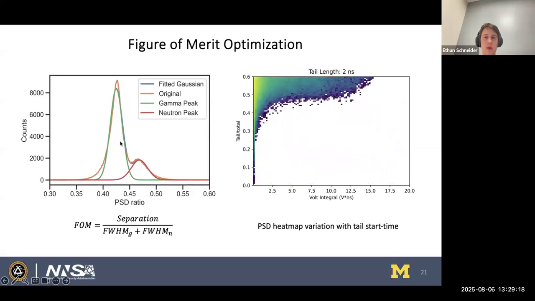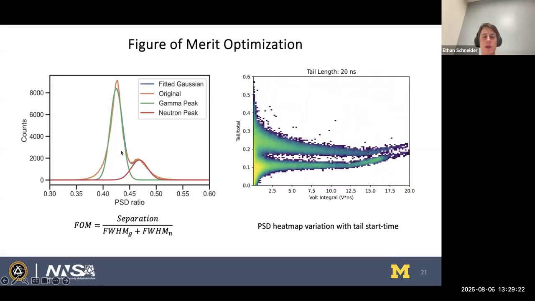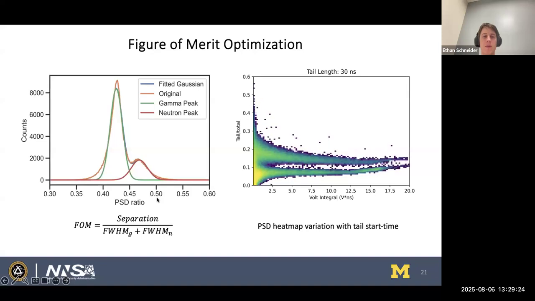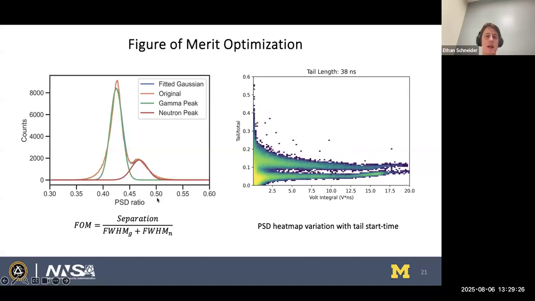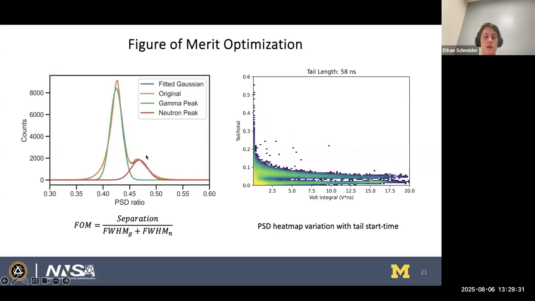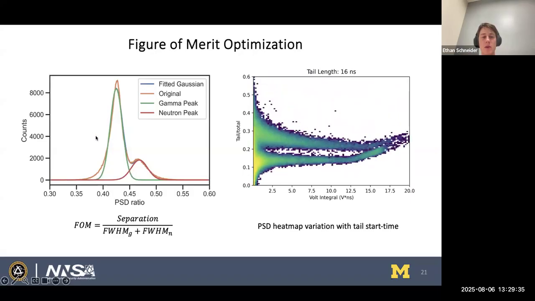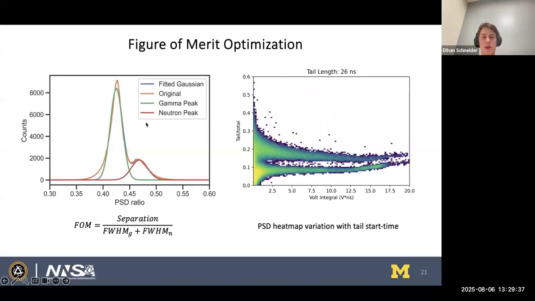As I talked about before, our figure of merit is done by fitting Gaussians for a specific slice where we have our gamma peak as well as our neutron peak. We have two fitted Gaussians to these. And from these peaks, we get our full width half max for both our gamma as well as our neutrons, and we get that separation.